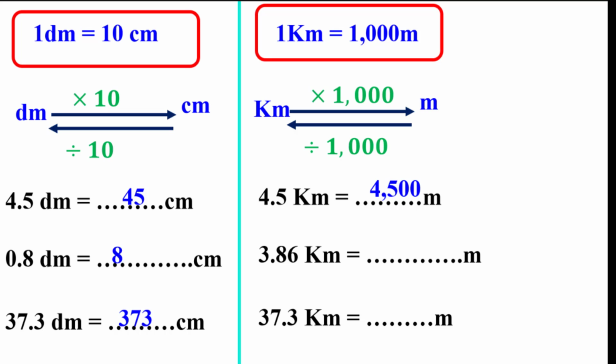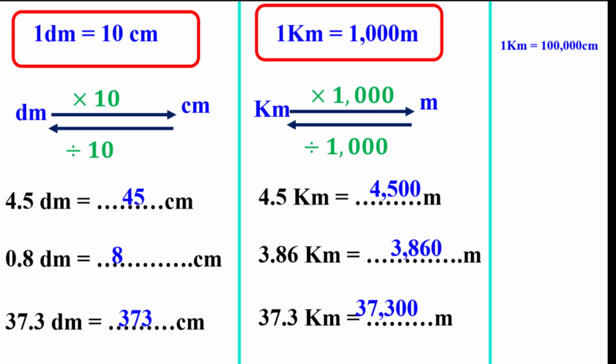3.86 kilometer equals how many meters? Multiplying by 1000, it will be 3860. You have to insert 1 zero. 37.3 kilometer, multiplying by 1000, you have to insert here 2 zeros because we have here just one decimal place. It will be 37,300.